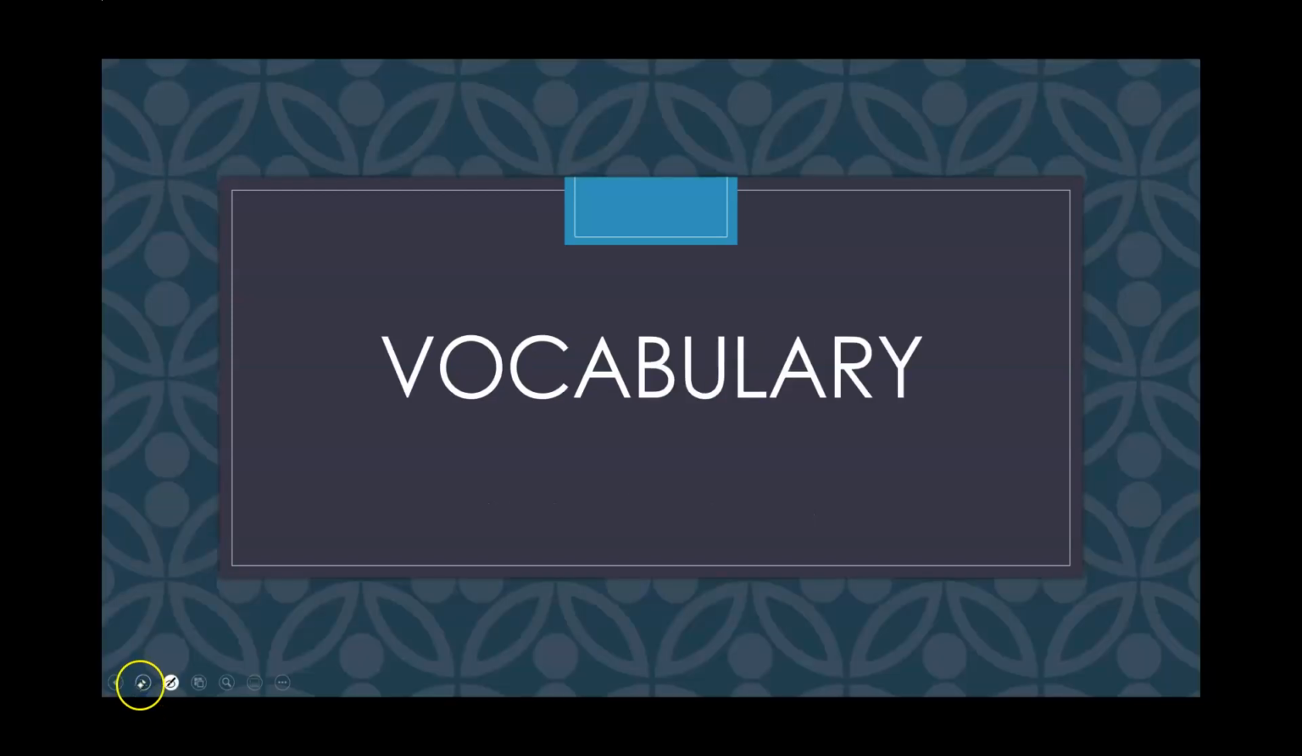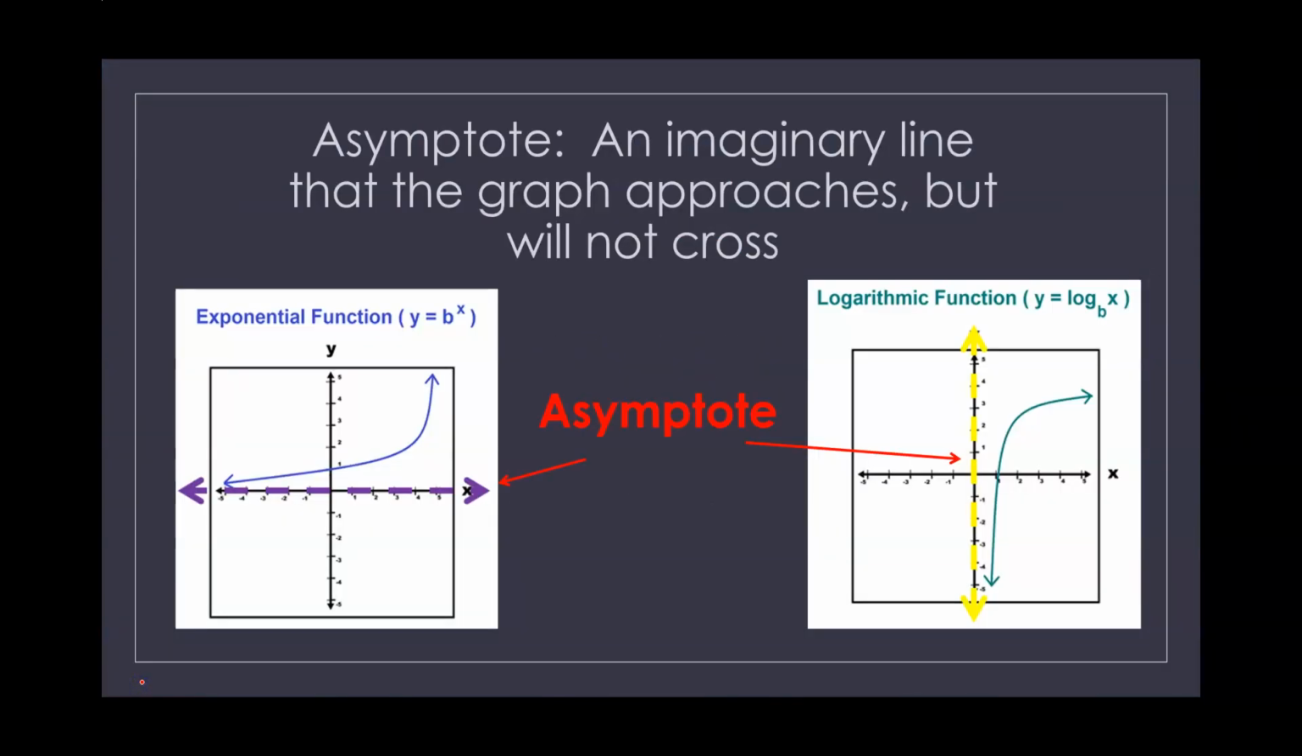So, vocabulary. An asymptote, we're going to start with a brand new word, okay? An asymptote is an imaginary line that the graph approaches but will not cross. Now this asymptote is extremely important because it tells you what kind of function you have, okay? By looking at where this graph is flatlining. The graphs I'm going to give you are a little bit different because you can tell the flat line a little better because these were hand drawn.